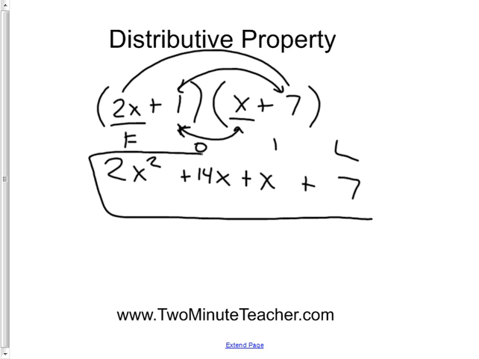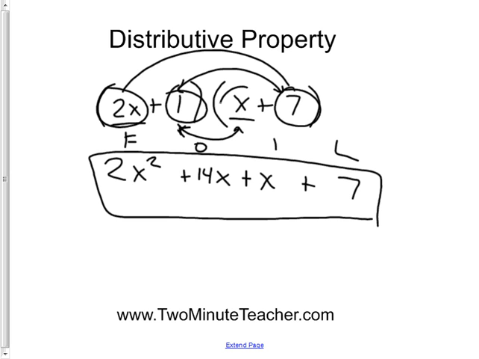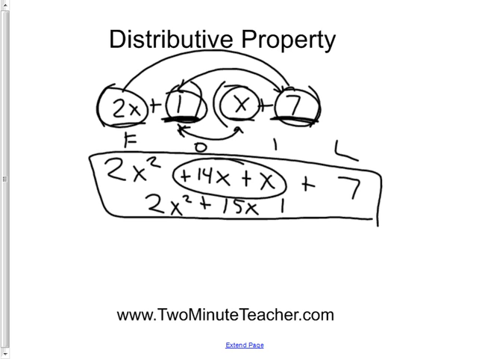So there's my answer. I just had to multiply the firsts, the outside ones, which were these two, the inside ones, which were these two, and then the lasts, which would be this one and this one. Now, it's not quite done yet because it's not actually all put together. These can go together because they're like terms. The final answer would be 2x squared plus 15x plus 7. 2x squared plus 15x plus 7.